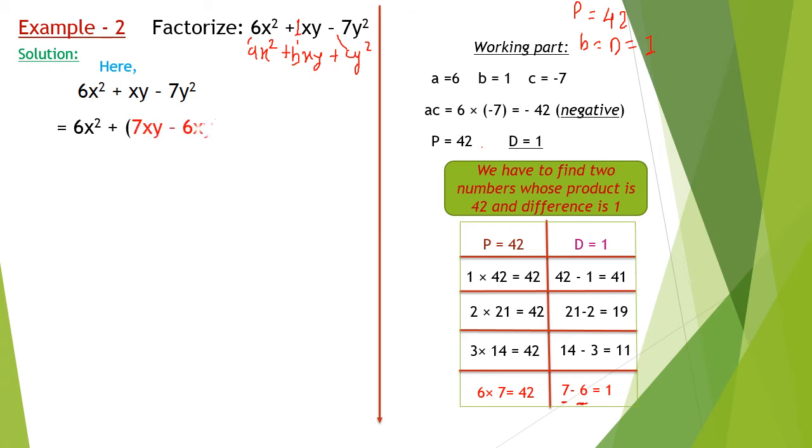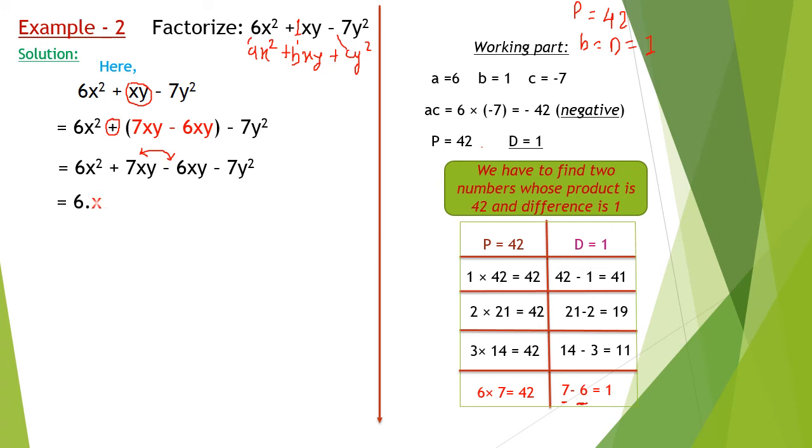The middle term will be replaced, and instead of xy we are going to write 7xy minus 6xy. Why xy? Because the middle term, the b part, is in the form xy, so we have to write xy. As there is a plus sign, we can remove the bracket. For 6x squared, we don't have to worry about the sign. We can arrange these terms, we can exchange these terms, or we can do it without exchanging also.